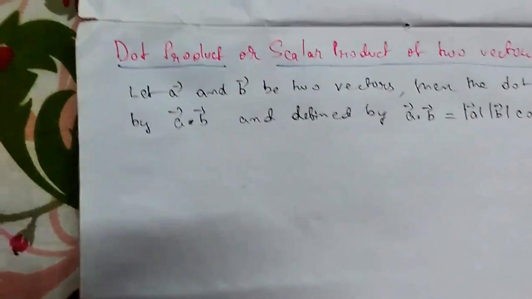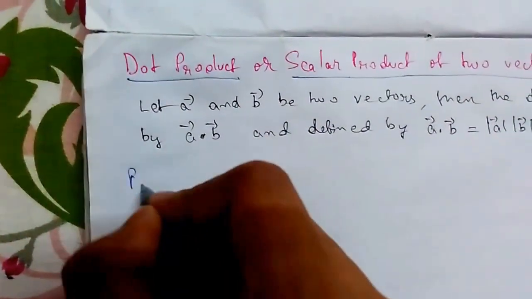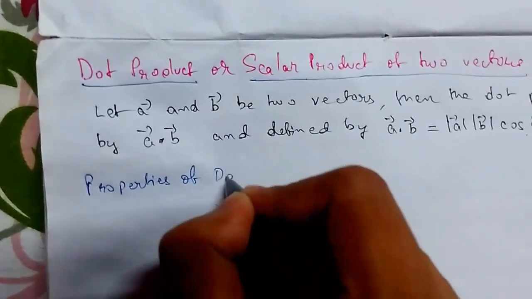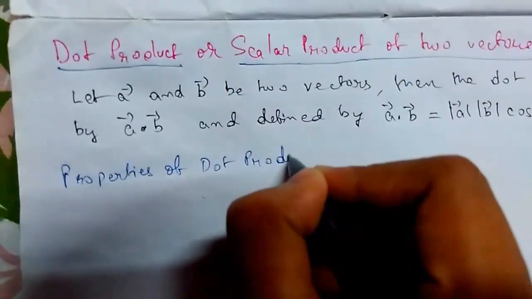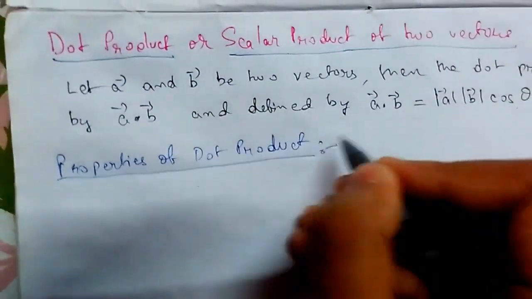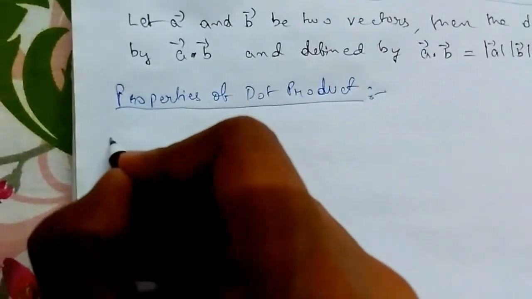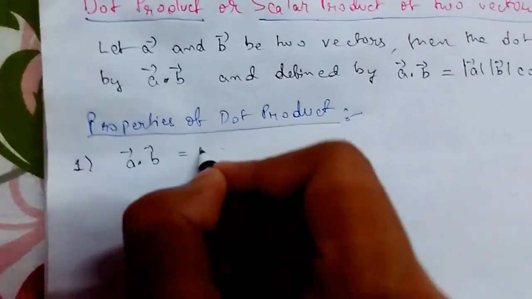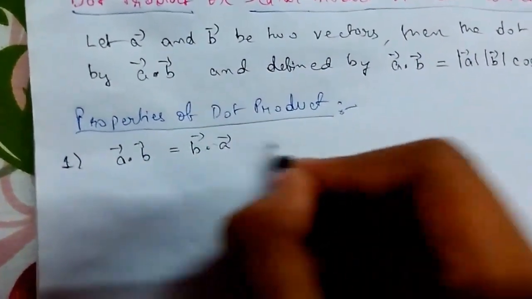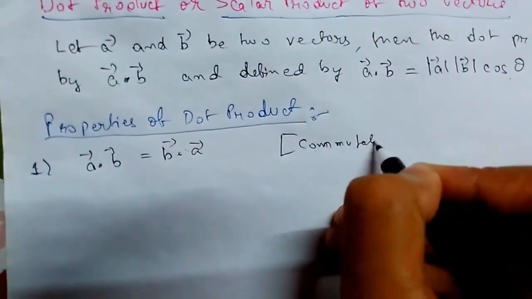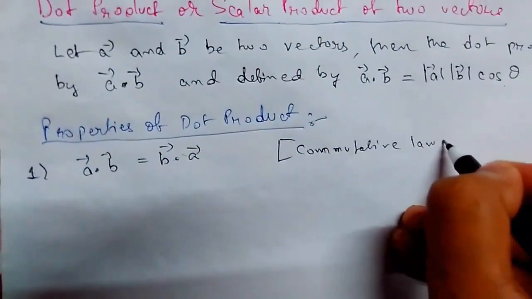So now there are some important properties of dot product. So let us take a look at this. So we have A dot B is equals to B dot A. This is our commutative law. So dot product follows commutative law.